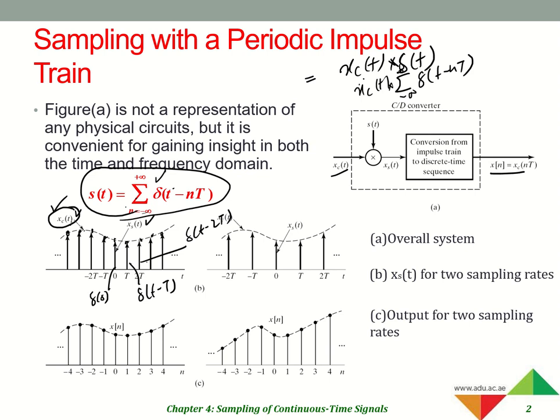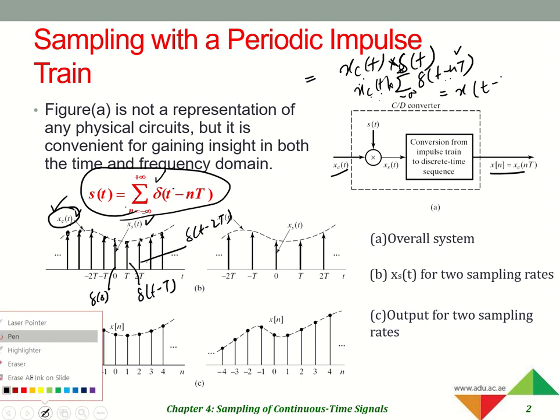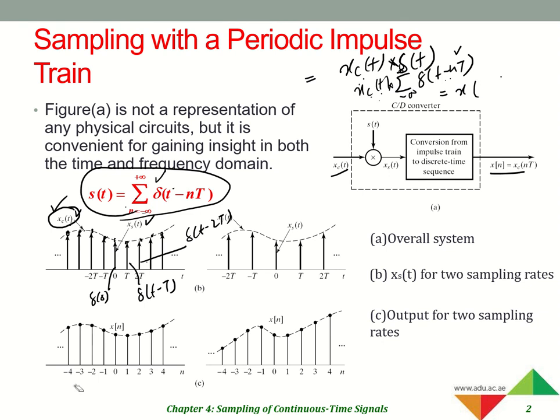Now what is actually happening here? This is t, this is also t. Basically this signal is being multiplied with an impulse. By applying the shifted impulse property, what will happen? We will get the function value at the impulse location. And what is the impulse location? N times capital T. By using the impulse property, we will get this, and that is basically our discrete time signal.